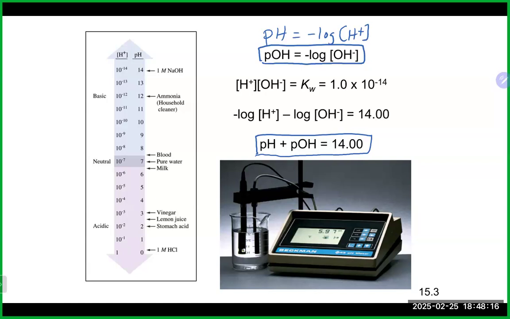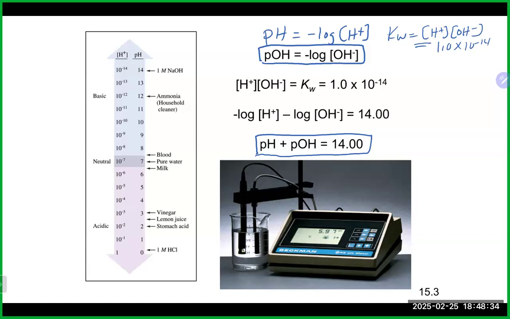By the way, if you wanted to, you could also still use our KW. If you're given the hydroxide concentration, you could use KW like we did before and get the H plus concentration, then go into the pH. It's your call, whichever way you want to do it.